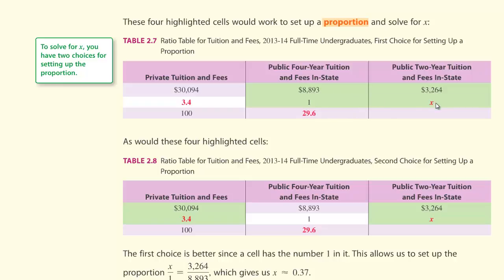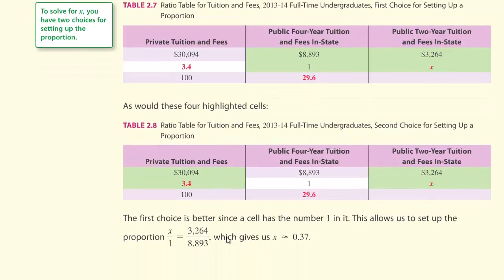So if I want to calculate this ratio part here, I'm going to want to use the 1 and set it up simply as this ratio pair. This number over this number equals x over 1. So x equals this divided by this, which gives me 0.37. We round, we put 0.37 here.